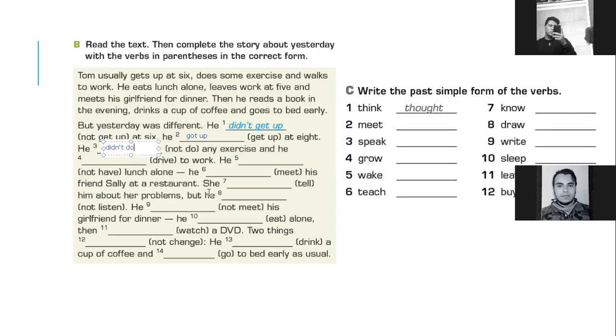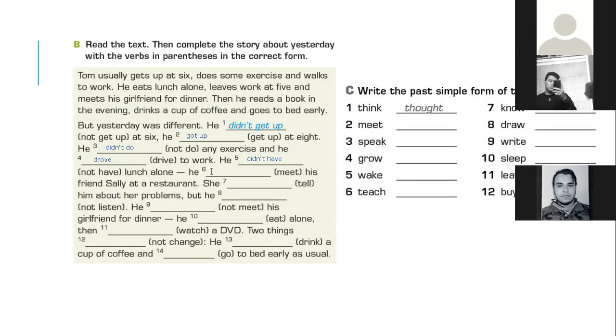He didn't do any exercise, and he, what is the past tense of drive? Drove. Drove, very good. He drove to work. He, and it says not have. Didn't have. Didn't have, very good. He didn't have lunch alone. He, past tense of meet. Met. He met, very good. He met his friend Sully at a restaurant.